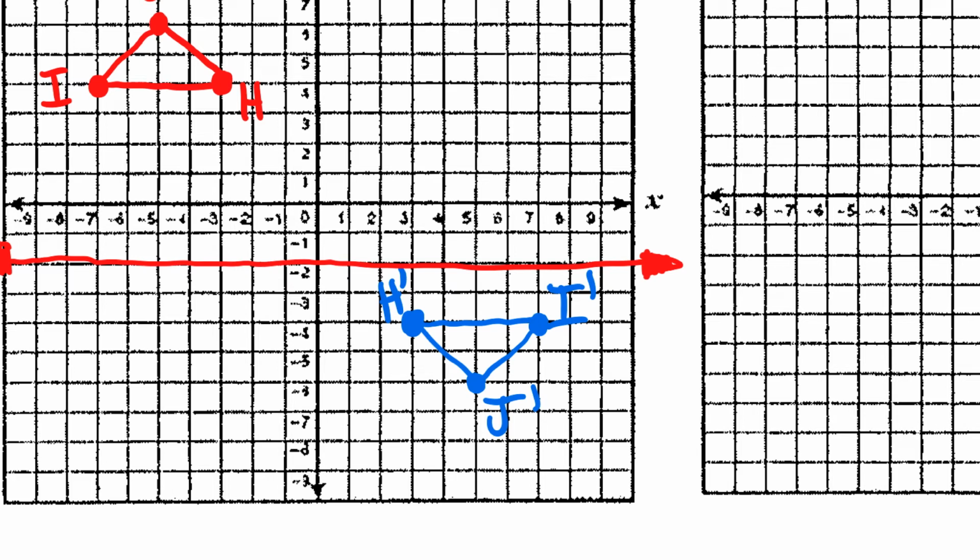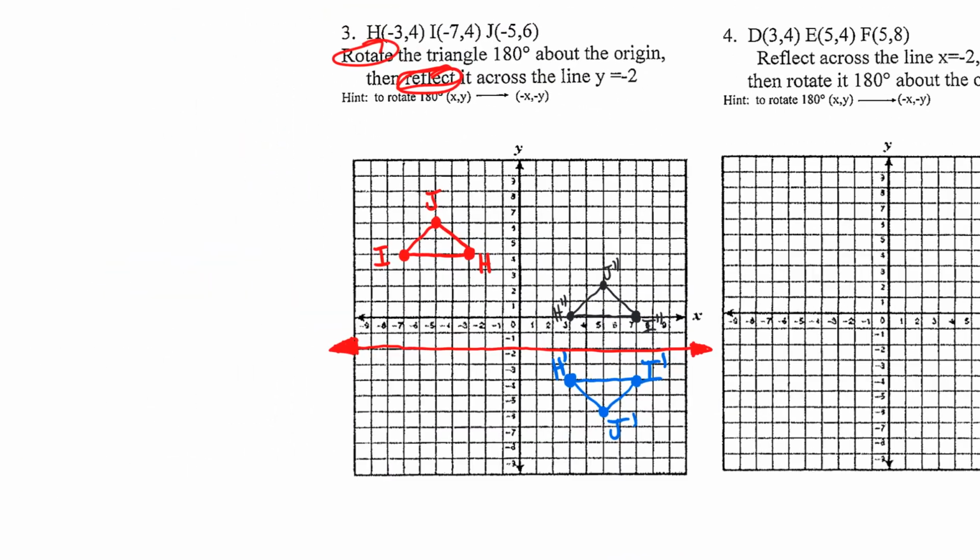Okay, how far is H prime? 2. So I go 2 above for H double prime, and then how far is J prime? 4, there you go. So it's 4 below, I'm going to flip it 1, 2, 3, 4 above for J double prime. And there you go. Okay, all right, you can get grouped up and go for it.